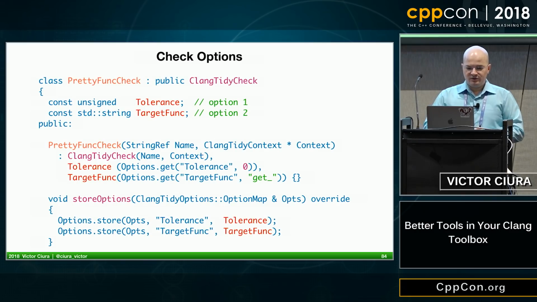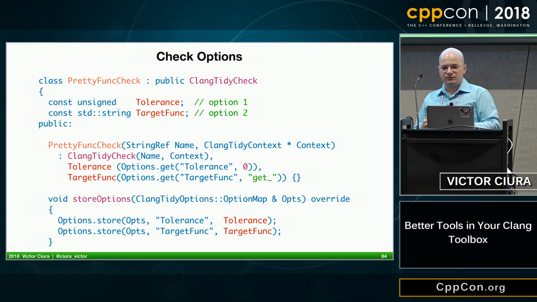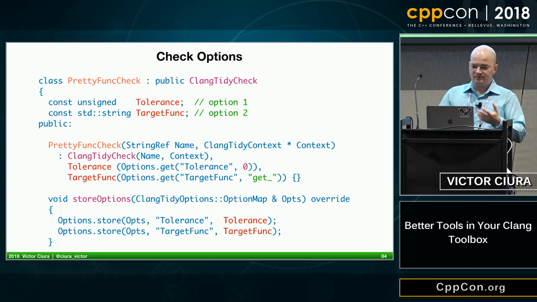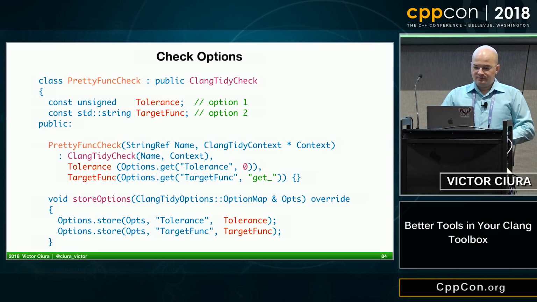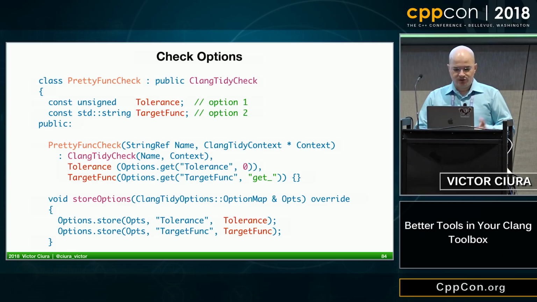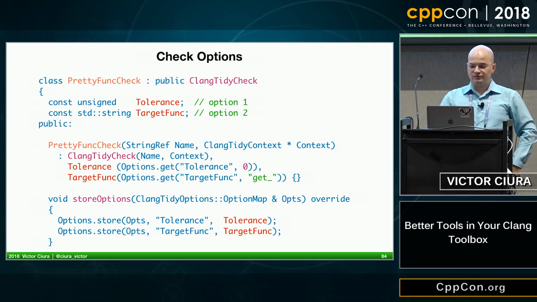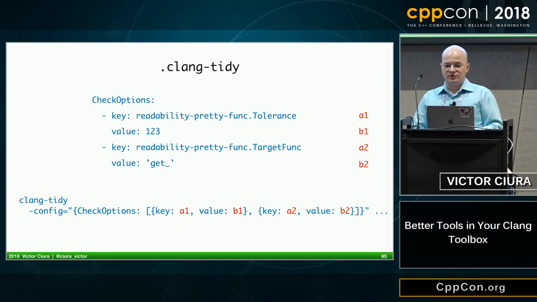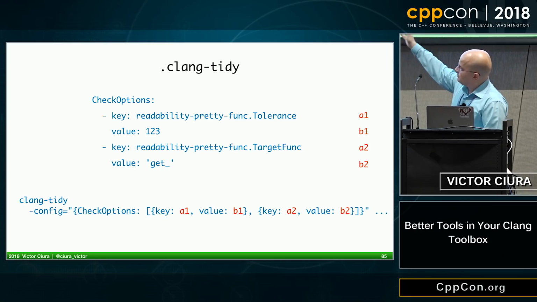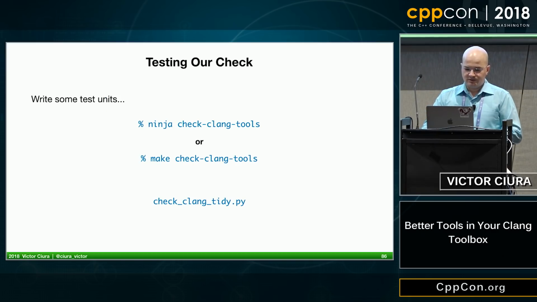So many checks are configurable, and you can load up configurations for checks and even store them. For example, here I have two options, an integer and a string, and I just read them from the configuration. And of course, the standard way of providing check options for Clang-tidy works. You just supply the values in a .clang-tidy configuration file. That's just standard syntax there. I just used some symbolic names here because it doesn't fit in the slide. So this is what you would expect.